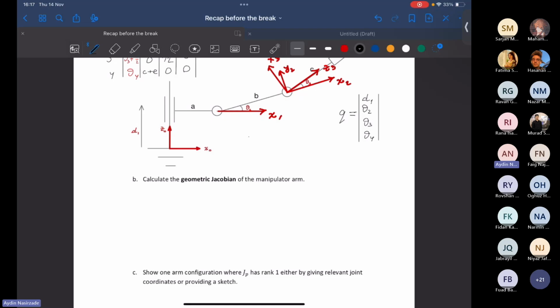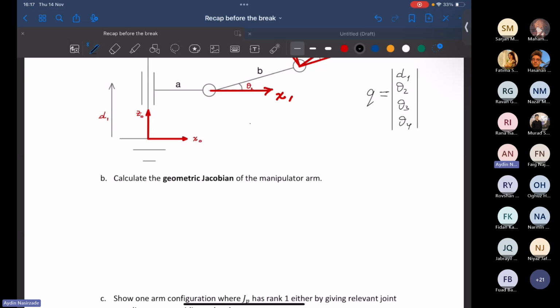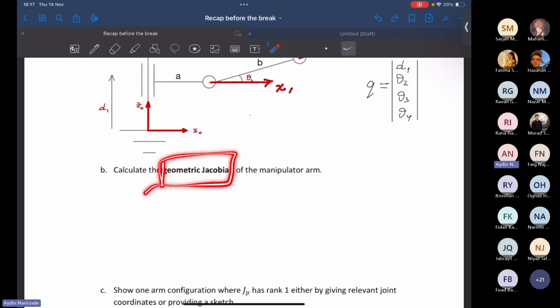Calculate the geometric Jacobian of the manipulator arm. We have covered the geometric Jacobian, haven't we? Tomorrow we are going to cover the analytical Jacobian, which is slightly different from this one. Let's try to find it.